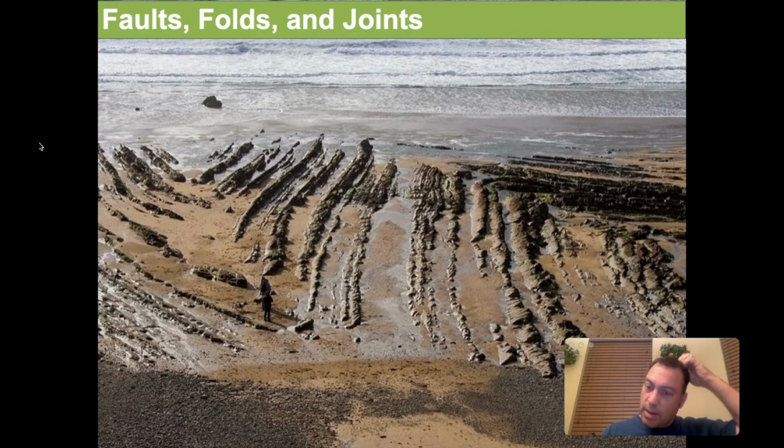So we're going to go ahead and talk about what it takes to actually bend rock, to fold it, to fault it, which means to break it. And joints are another form of breaking of the rock, but it has a different consequence. So let's go ahead and jump into this and see what we can put together, all right? I think you're going to enjoy this lecture.